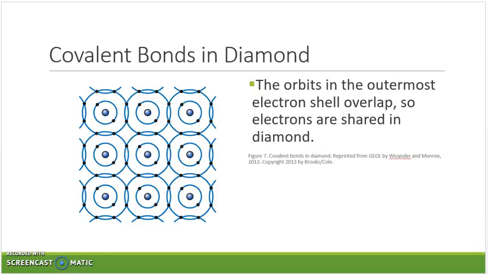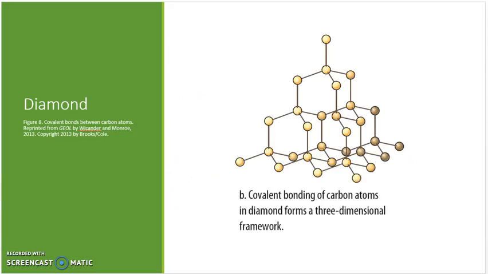This simplified diagram shows overlapping electrons in diamond, forming covalent bonds between adjacent carbon atoms by sharing electrons, and completing the outer orbitals of all the carbon atoms. Covalent bonding of carbon atoms in diamond forms a 3-dimensional framework.